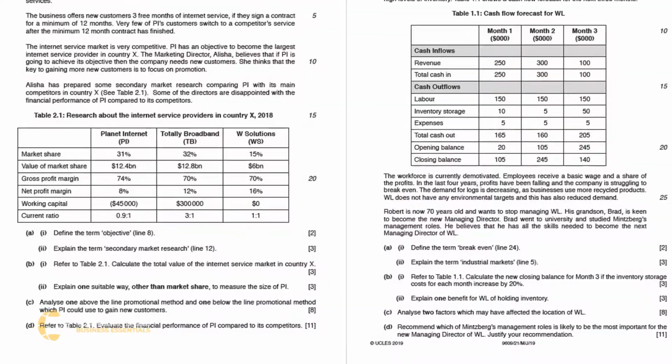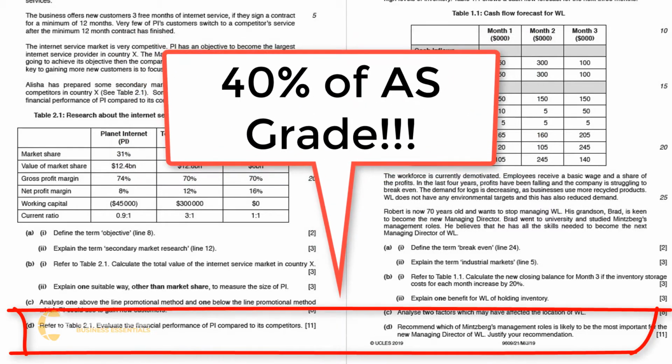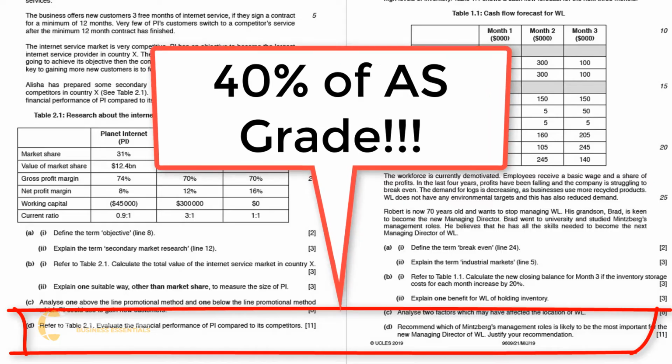Here's your survival guide to Cambridge International AS Business Paper 2. In this tutorial, we're going to focus on the correct technique for Paper 2 essay questions. The 4 essay questions on Paper 2 make up nearly 40% of your final AS grade, so they really are absolutely critical to your success in A-level business.